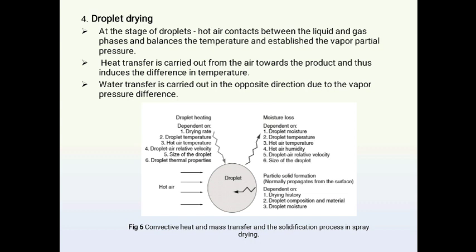As shown in the figure, droplet heating is dependent on drying rate, droplet temperature, hot air temperature, droplet air relative velocity, size of the droplet, and droplet thermal properties. And moisture loss is dependent on droplet moisture, droplet temperature, hot air humidity, droplet air relative velocity and size of the droplet. Also, the particle solid formation is dependent on drying history, droplet composition and material, and droplet moisture.